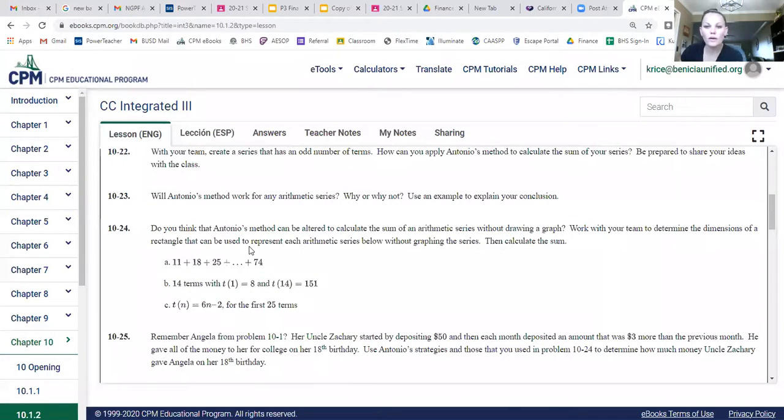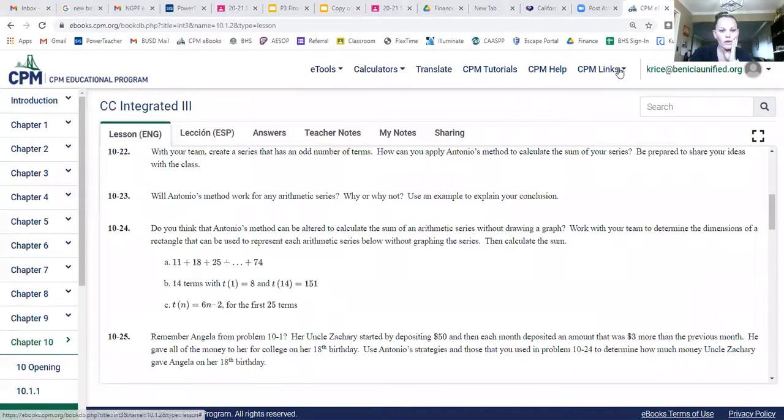Okay, so here on 24, it's talking about Antonio's method. Ignore that, but that's basically the idea of using the stairs. But like I said, we just went over kind of the formula here.